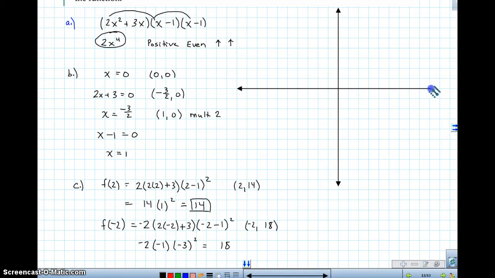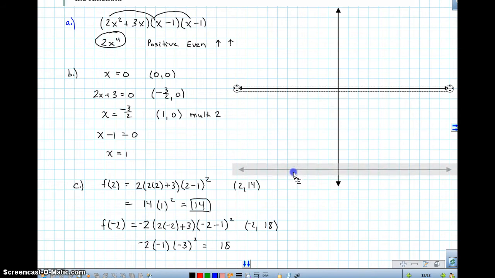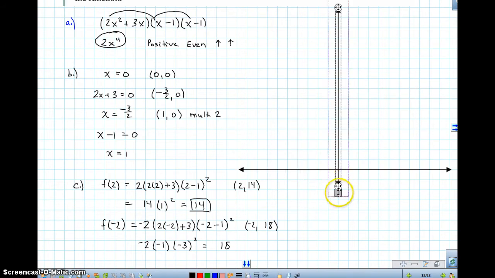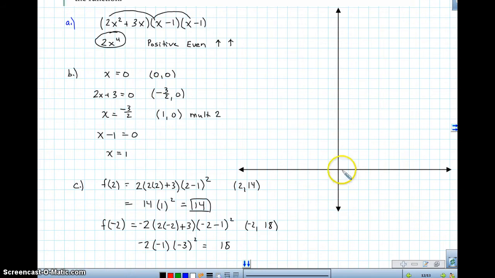We're going to plot the few points that we have that are easy to plot on the graph. My points here are pretty positive, so I'm going to adjust my graph so I have plenty of room up above. Okay. So we have the point (0, 0), which goes through the origin. We have the point (-1.5, 0), so it goes through right here, halfway between -1 and -2, and then (1, 0).